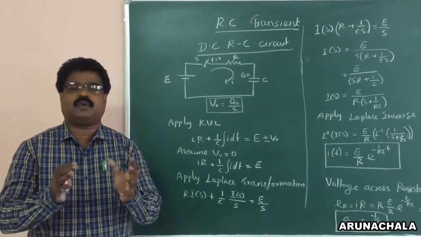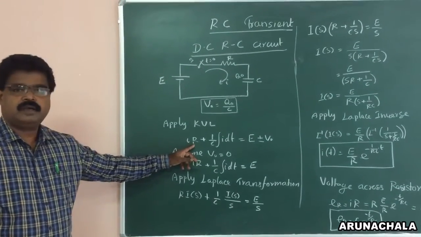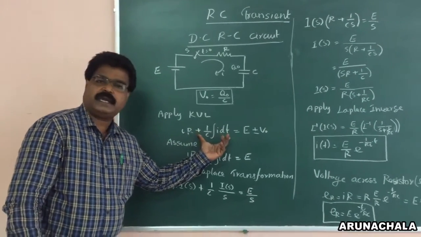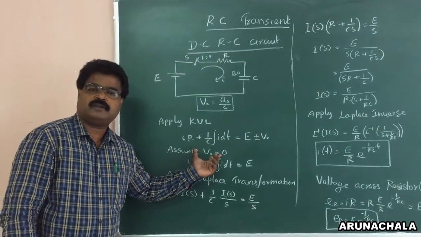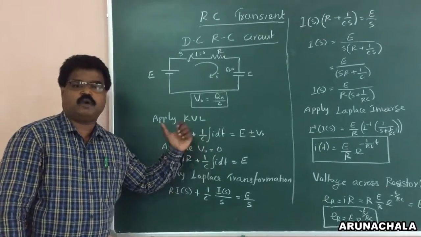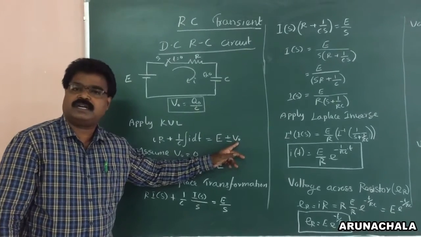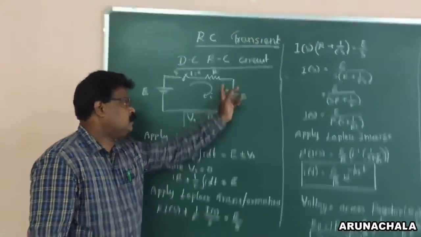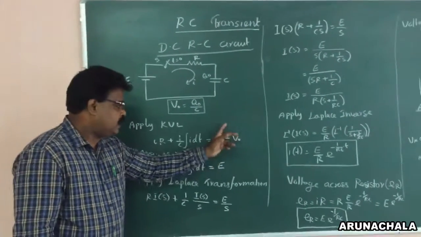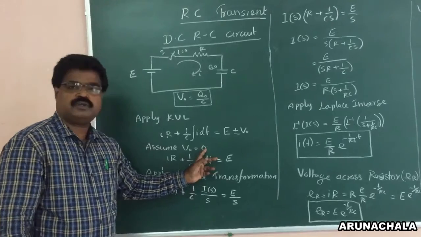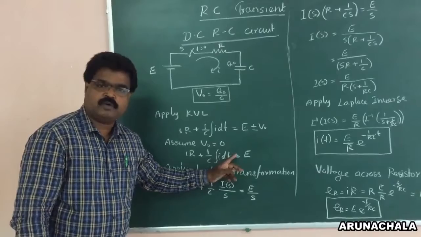The voltage across the inductor or the voltage across the capacitor must be written in the time domain. So I into R plus the voltage across the capacitor in time domain, which is 1 by C integral I dt. This is the formula to calculate the voltage across the capacitor in time domain. That is equal to the applied voltage E plus or minus the initial voltage on the capacitor, based on the polarity. In the derivation we are assuming V0 is equal to 0. So we get R into I plus 1 by C integral I dt is equal to E.